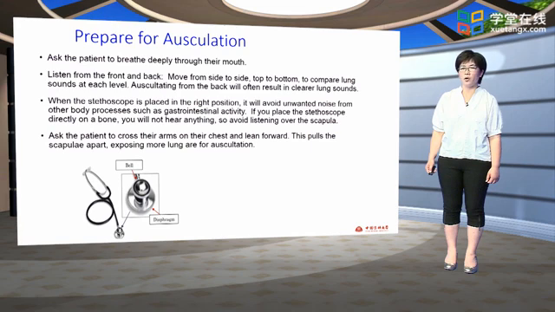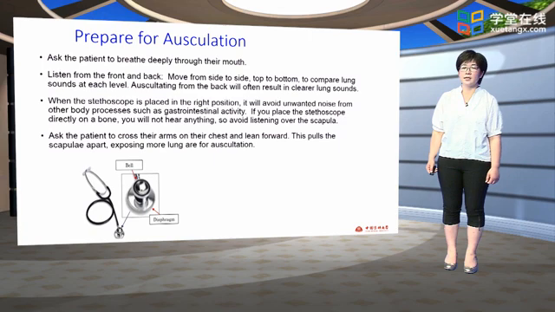When the stethoscope is placed in the right position, it will avoid unwanted noise from other body processes such as gastrointestinal activity. If you place the stethoscope directly on a bone, you will never hear anything. For the posterior part, you want to avoid listening over the scapulae. So you ask the patient to cross their arms on their chest and lean forward. This pulls the scapulae apart, exposing more lung area for auscultation.